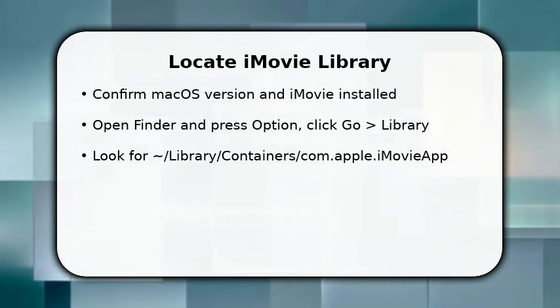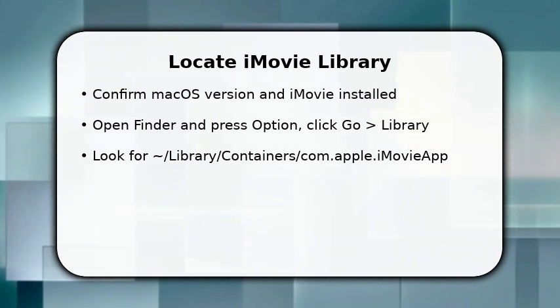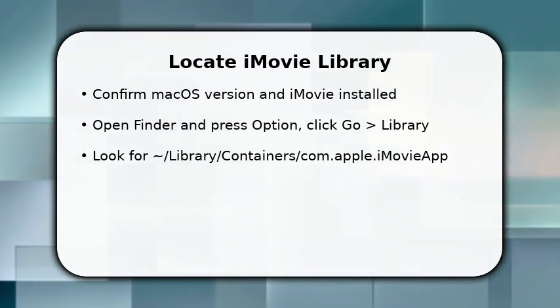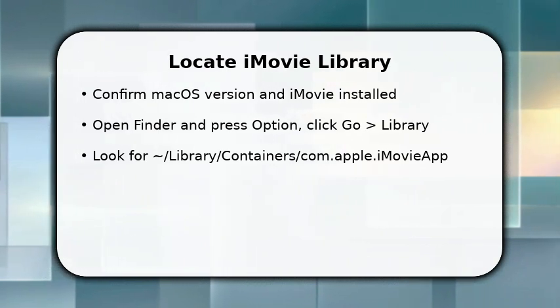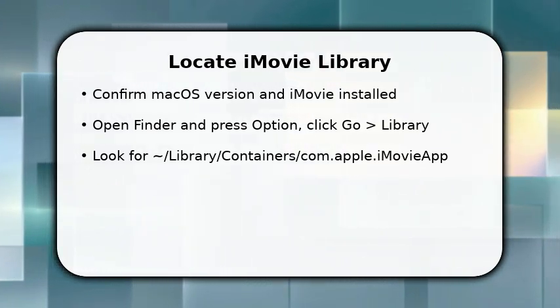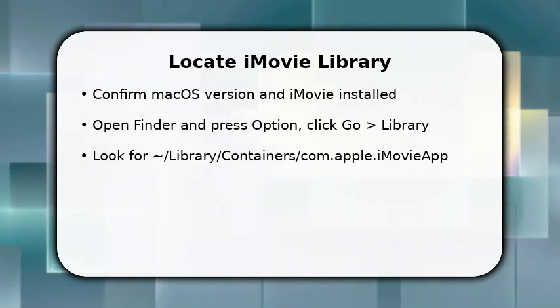First, open Finder. Once Finder is active, press and hold Option and choose Go, then Library. This reveals hidden app files. Next, navigate to Containers and find com.apple.iMovieApp. You're accessing the app sandbox where libraries and cache live.